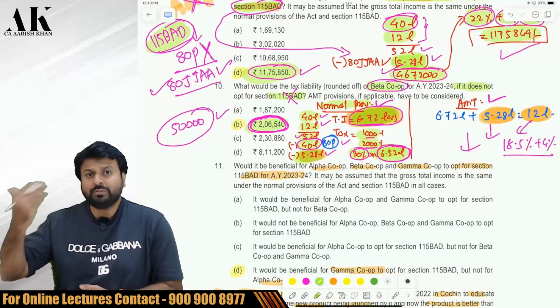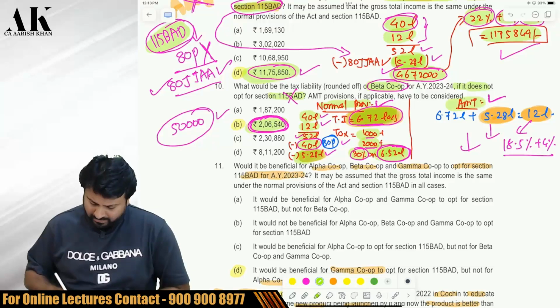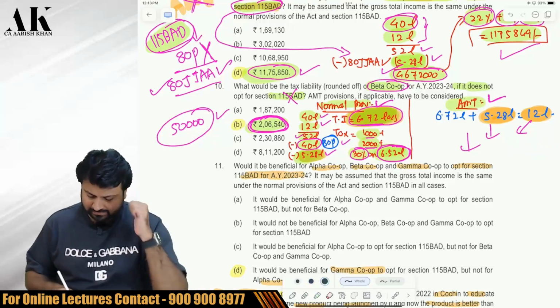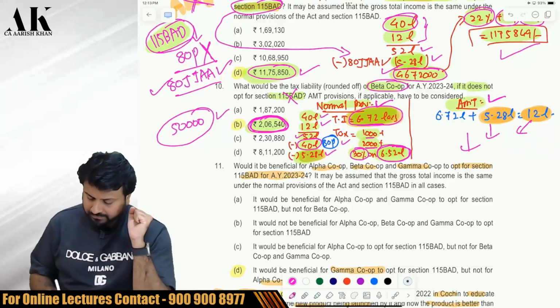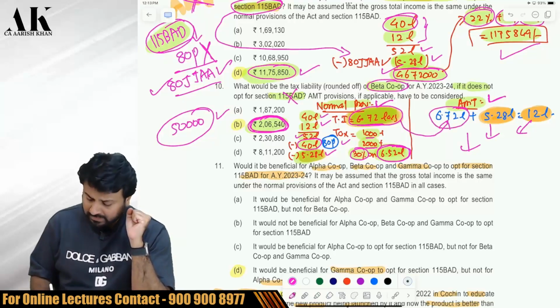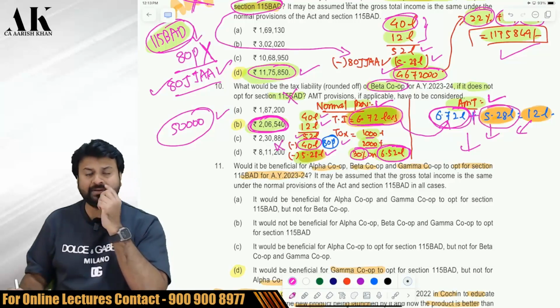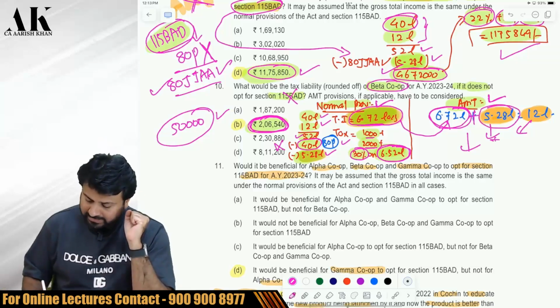Now, I have to compute AMT also. But if I compute AMT, the answer under AMT will come lesser only. Now, how much lesser will the AMT answer come? Listen. How to compute AMT now? AMT is nothing but adjusted total income. How to compute adjusted total income? Total income plus profit linked deduction. ATP will not be added back. Why? Because ATP is not subject to AMT. But 80 JJAA I have to add back.